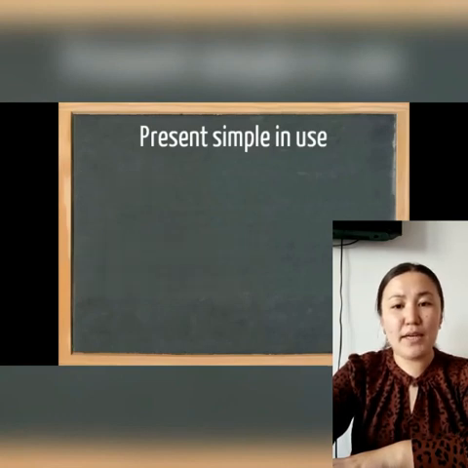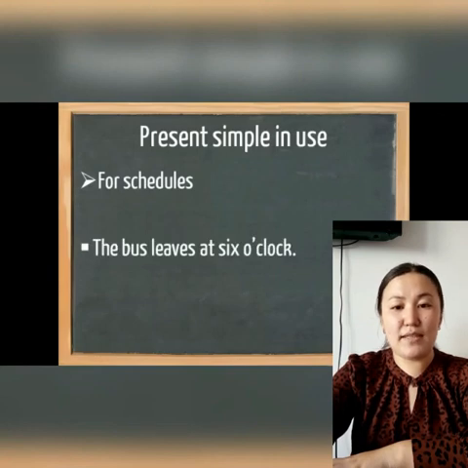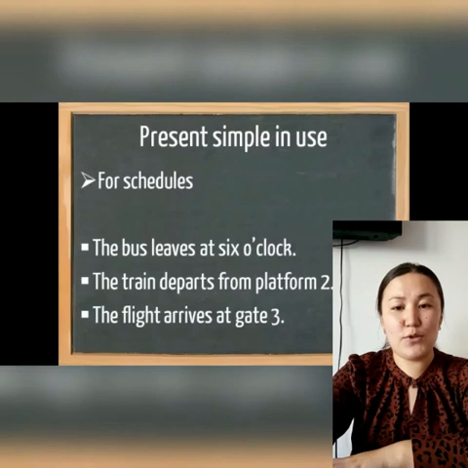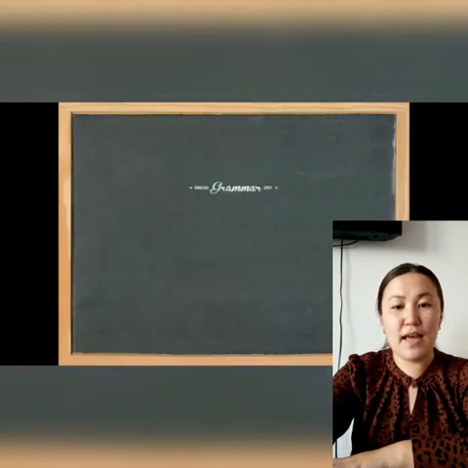Finally, we use the present simple tense for schedules. For example, the bus leaves at 6 o'clock, the train departs from platform 2, the flight arrives at gate 3.